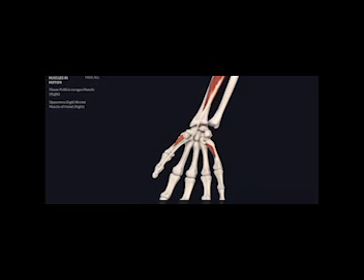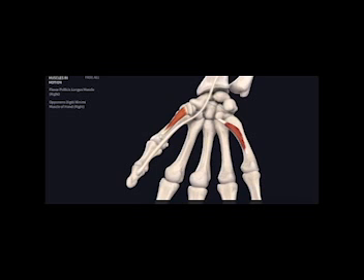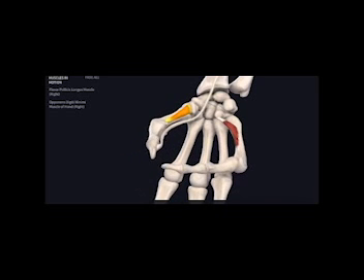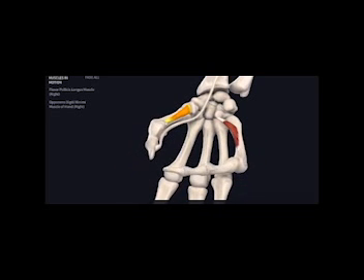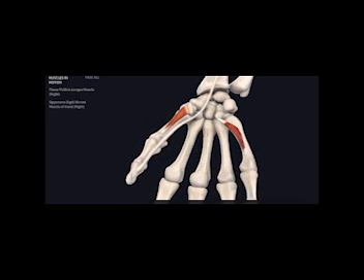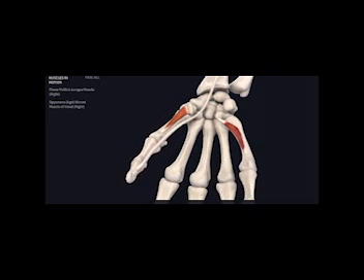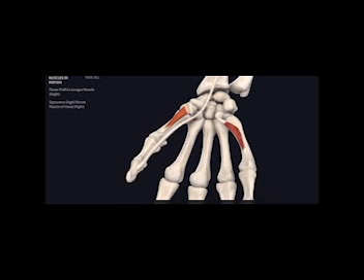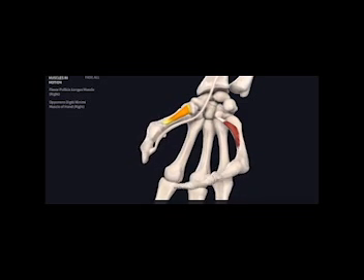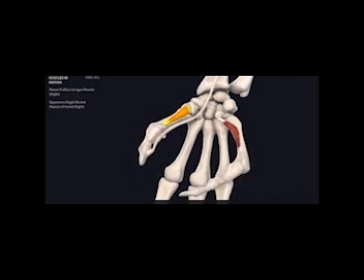So here we have the opponens pollicis, which is this little muscle in your thumb. Opposition is a movement when you bring your thumb and pinky together. This particular movement is completed by only an intrinsic muscle, the opponens pollicis. And later we'll see the opponens digiti minimi, which is located on the pinky side, work together to bring the fifth finger along with the thumb together to complete this opposition movement.